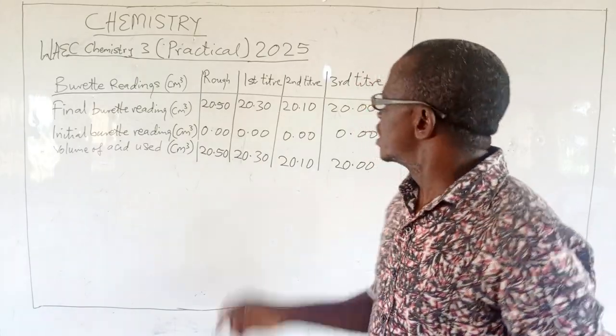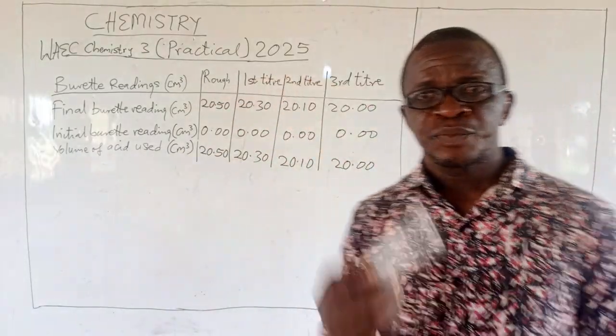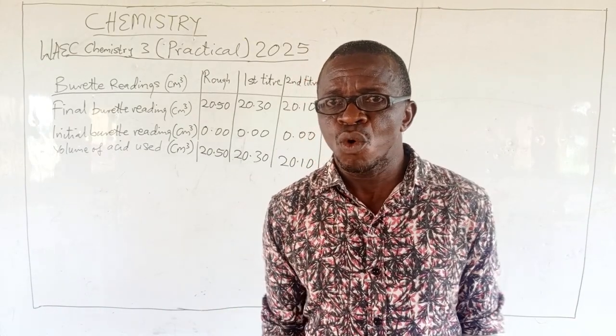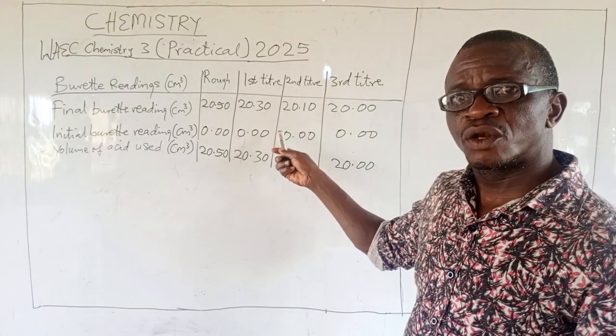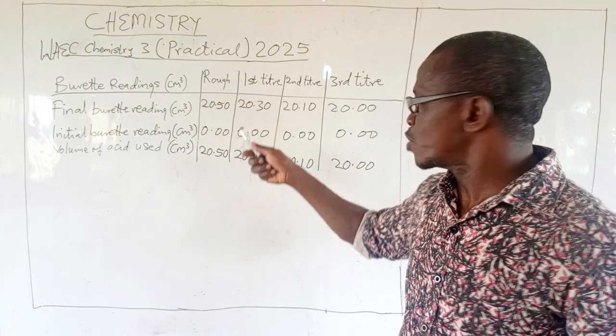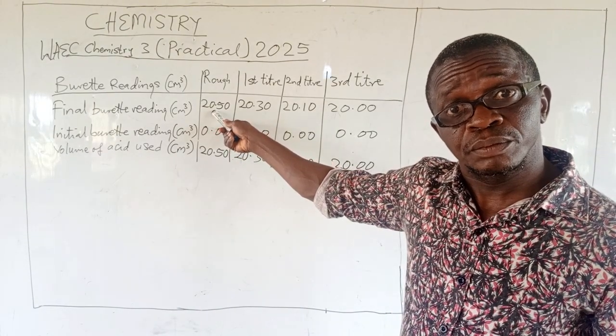Why should I do that? If you fail to put them either here or here, your examiner will be pushed into a tight corner, because the examiner will not know which unit you are using.